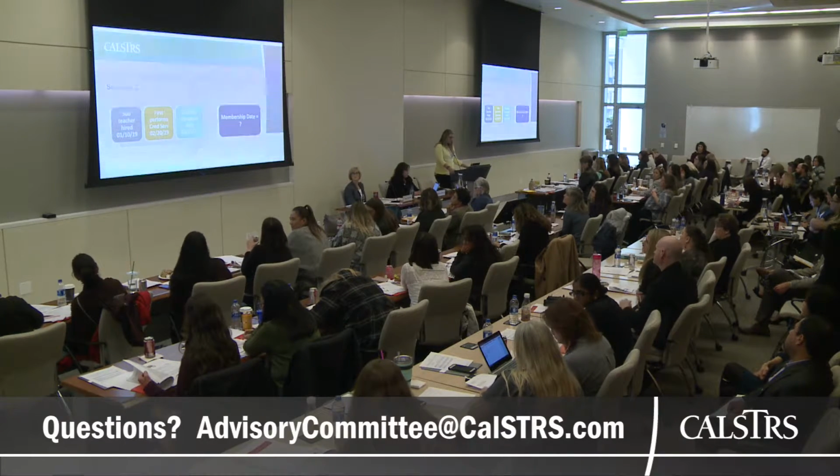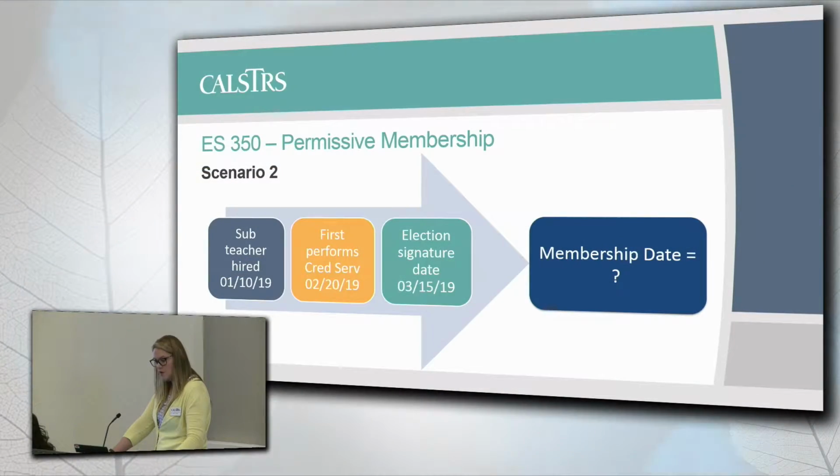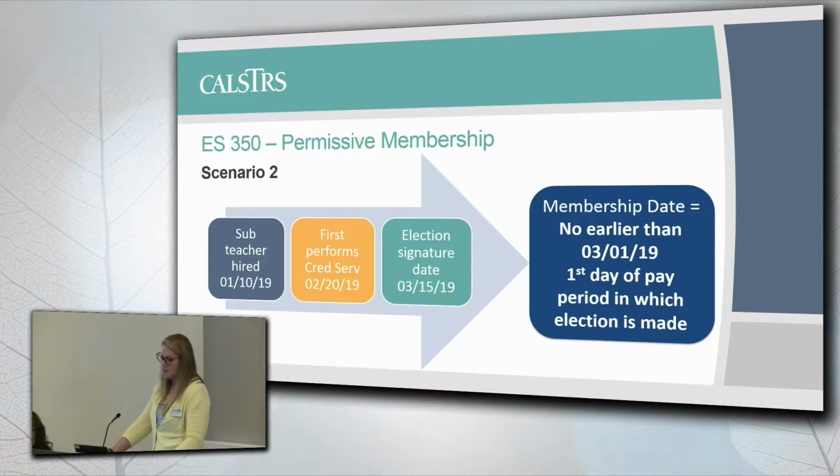So here's scenario number 2. It's slightly different, somewhat the same, but slightly different. So the substitute teacher, again, hired on 1/10. They first perform service 2/20, and then they make their election in March, 3/15. What is the earliest date that this person could have as a membership date? 3/1, because it's the first day of the pay period in which the election is made.